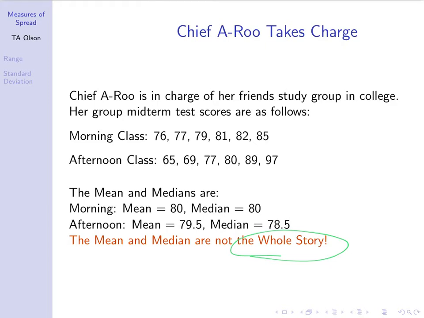So we need to come up with a decent way of talking about how spread out our data sets are, and do it in a way that is consistent and allows us to do some calculations, and allows us to tell something about what's going on.